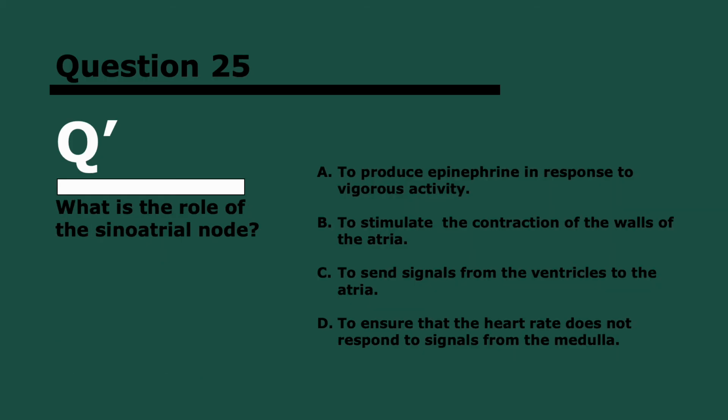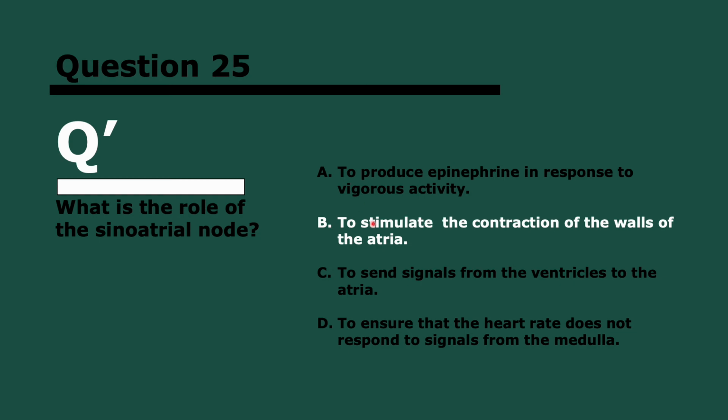Okay. Question 25, what is the role of the sinoatrial node? Again, factual. So 3, 2, and 1. Remember, the sinoatrial node is kind of the pacemaker. So it stimulates the contraction of the walls in the atria, and then that spreads to the rest of the heart. So it doesn't produce epinephrine, the heart doesn't do that. It doesn't send signals from the ventricles to the atria, and it doesn't ensure that the heart rate does not respond to signals from the medulla. So the only thing the sinoatrial node does is set the pace of the heart. It stimulates some cells, and then that spreads to the rest of the heart.